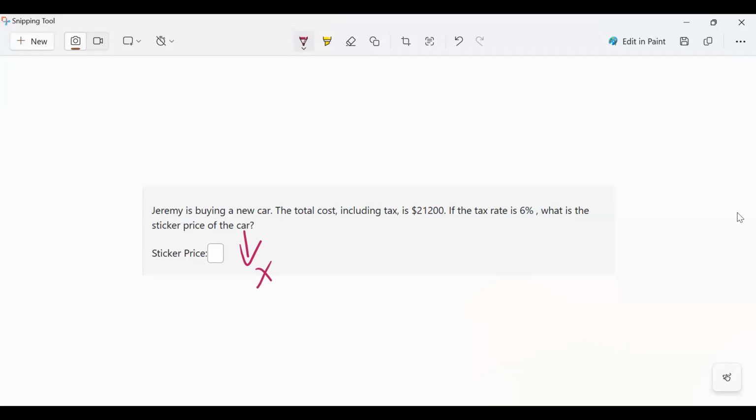So that's how this works. The total cost comes from two things. The first one is the sticker price, adding the tax. And then we need to calculate the amount of tax you have to pay. So it will be 6% of X, 6% of the sticker price. That's the tax. When you combine those two, you get 21,200. That's the total cost.